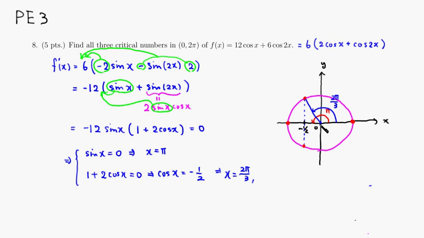Another angle is from here all the way to the other point. That's another 60 degrees from 180. So 180 plus 60 would be 240, which is the same thing as 4 pi over 3. So those are the critical numbers. We found the 3 critical numbers that we are looking for. All right, that's it. I hope that this was clear.